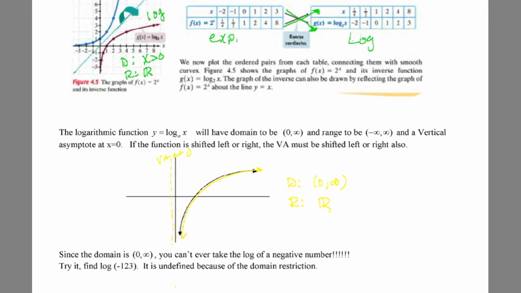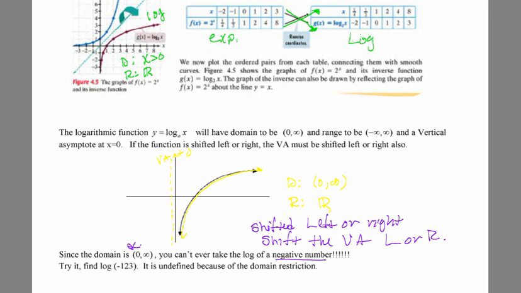Vertical asymptote at 0. Now if this guy is shifted left or right, we have to shift the vertical asymptote left or right. So if there's a left or right shift, we have to also shift the vertical asymptote left or right. So we have to pick that up from our function. Just another note, can't take the log of a negative number. We tried it earlier, saw that we had a problem.